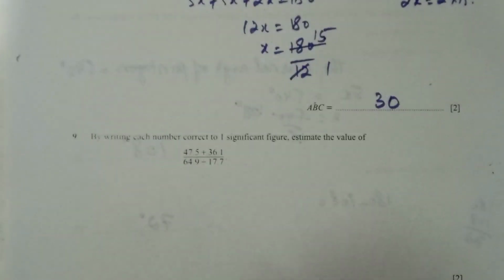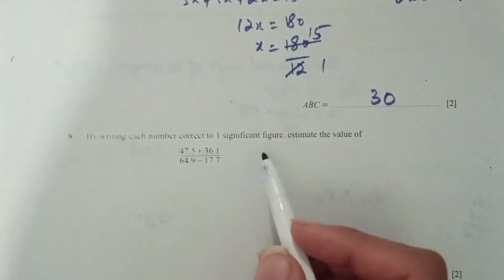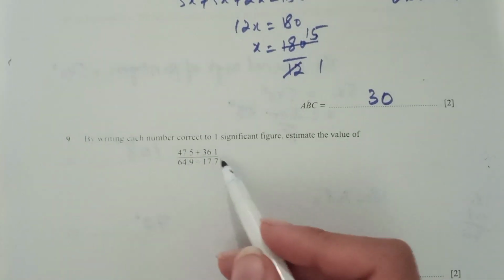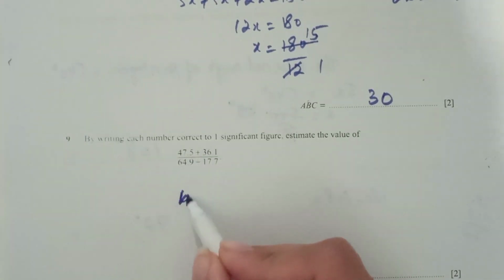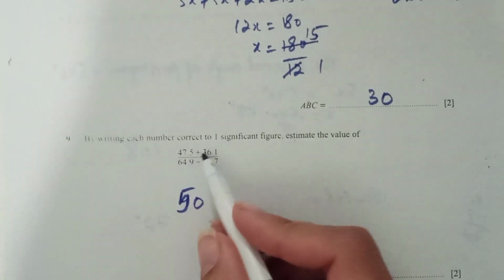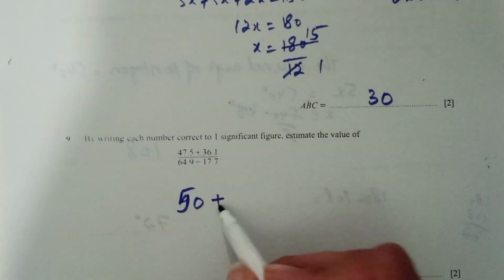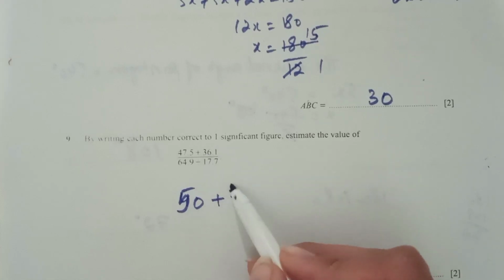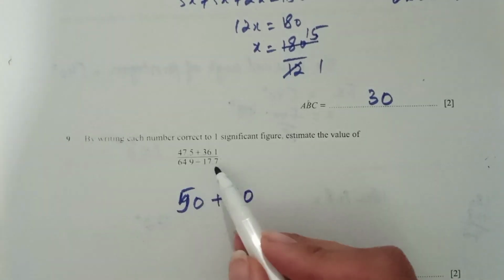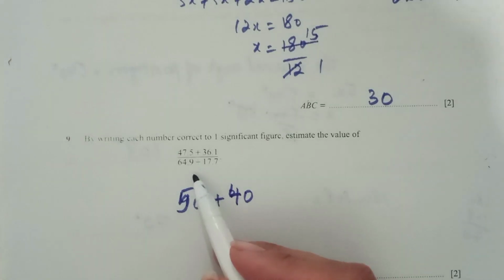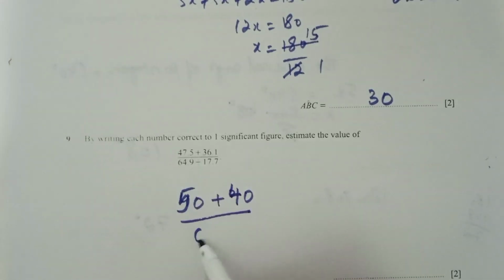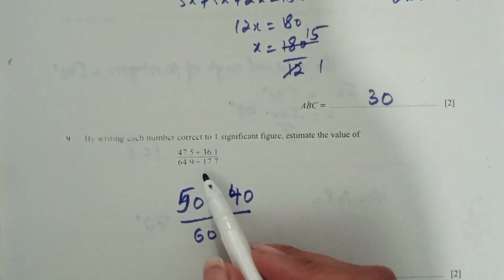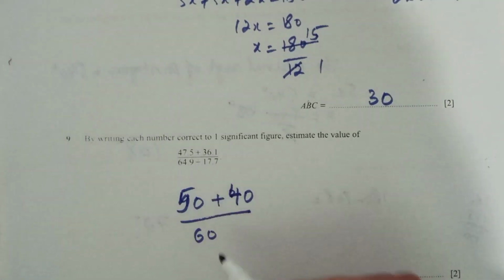Now students, question number 9. By writing each number correct to one significant figure, estimate the value of it. 47.5 is equal to 50, 36.1 is equal to 40, and 64.9 is 60, and this one is 20.